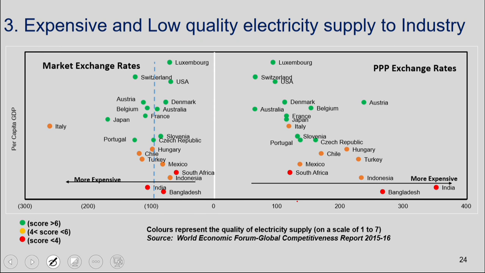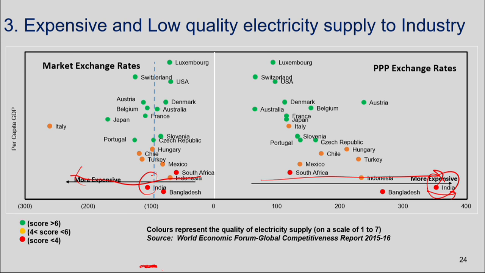This plot shows you a cross-country comparison. On the x-axis, you see industrial tariffs, and this is in terms of megawatt hour, not kilowatt hour. You see that if you measure tariffs in PPP terms, India is the most expensive here. If you measure it in terms of PPP dollars, India is very expensive. Even if you measure it at market exchange rates, India is kind of in the middle here.